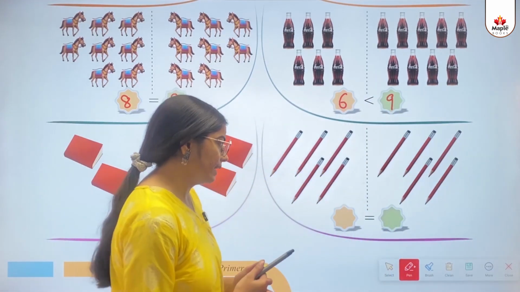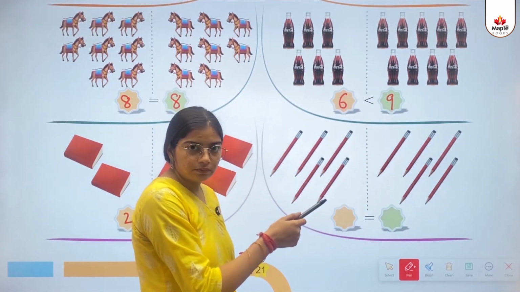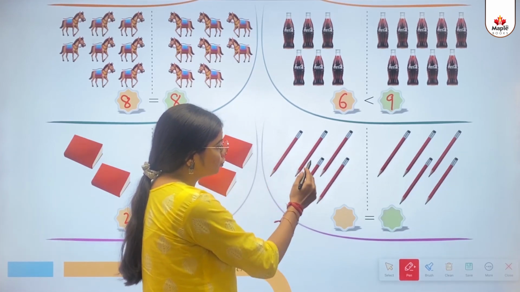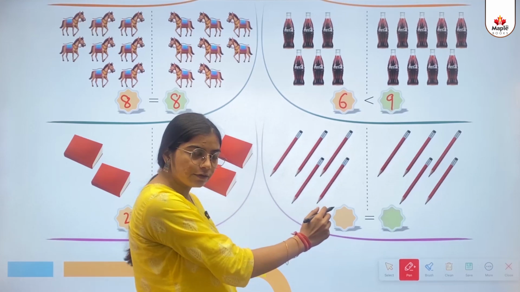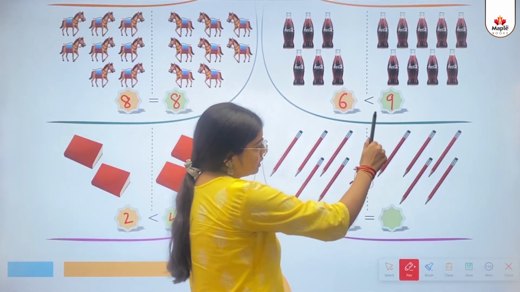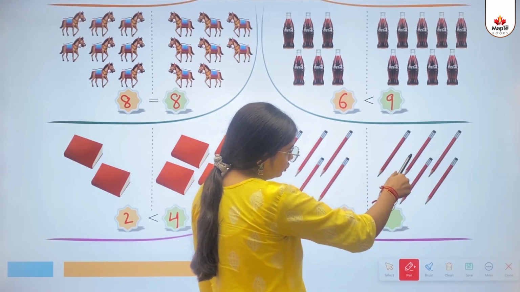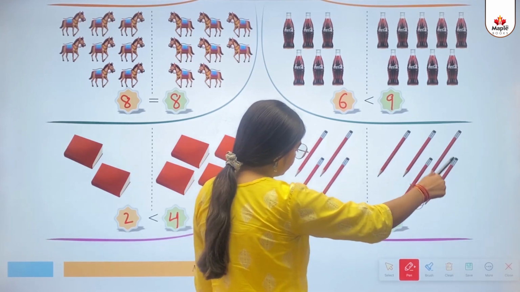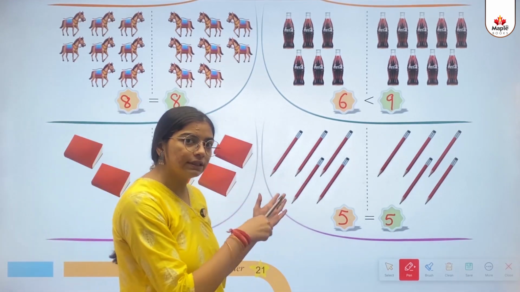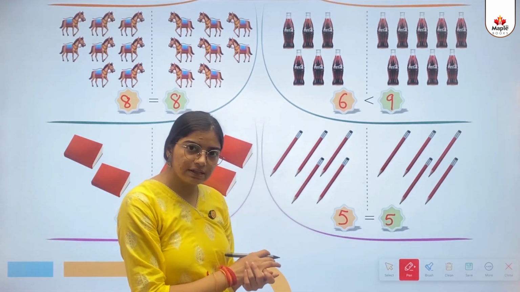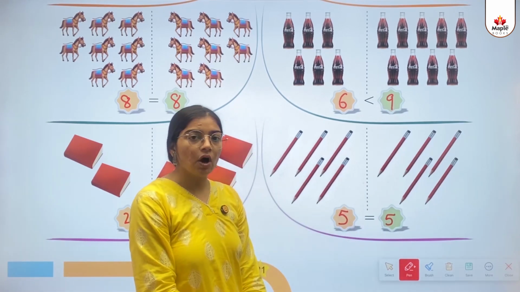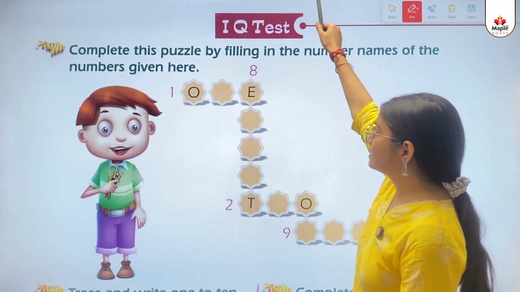Then, in the last question, we will count the pencils given here. 1, 2, 3, 4, 5. There are 5 pencils. Then, there is 1, 2, 3, 4, 5. So, we can see that on both the sides there are 5 pencils and we are using the symbol equal to. Got it, kids?